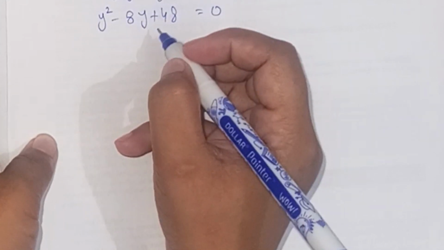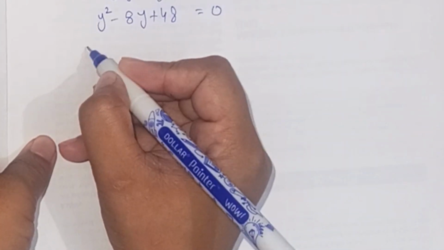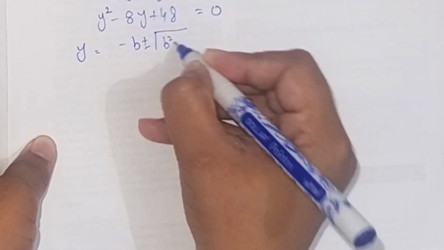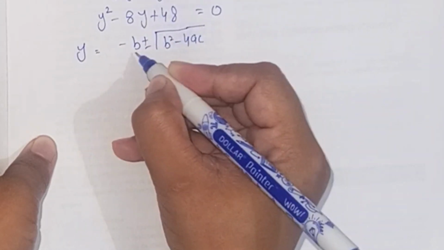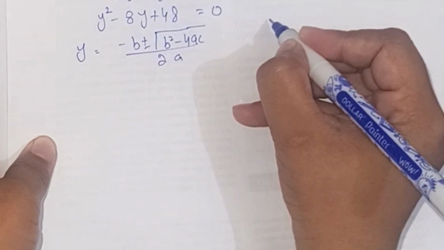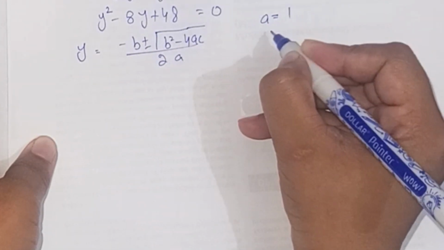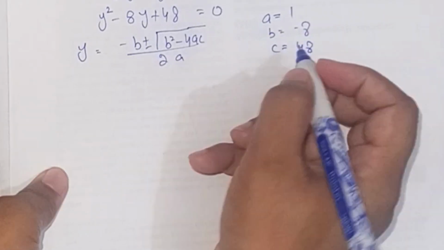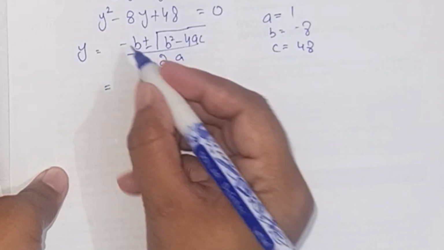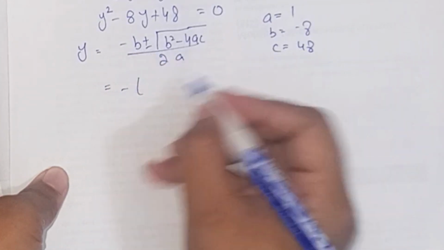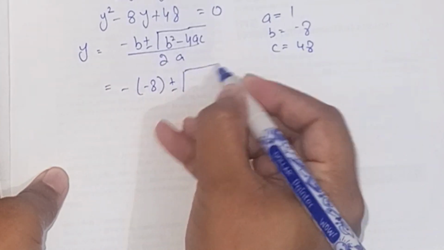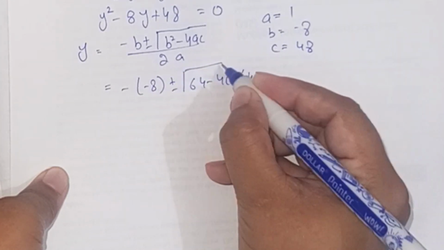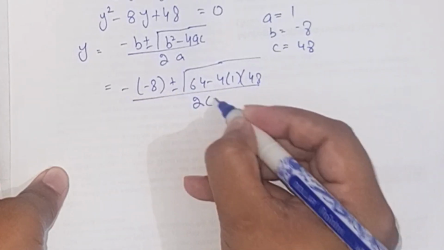So this will become a quadratic equation, and we use a formula which is y is equal to minus b plus minus square root b square minus 4 times ac over 2a. So a is the coefficient of y square, which is 1, b is the coefficient of y, which is minus 8, and c is a constant, which is 48. So we put this value in this formula. So this is minus, and b is minus 8. So b square will become 64 minus 4, a is 1, and c is 48, over 2a, a is 1.